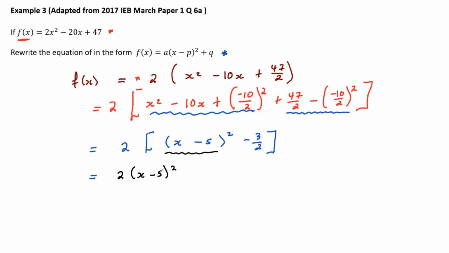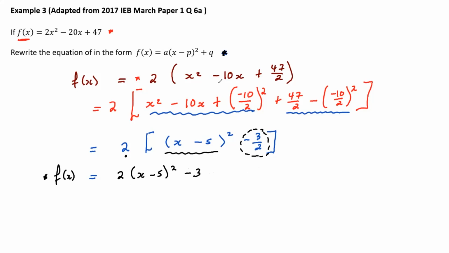This is a question I was answering when one of you guys asked me. So 2 just multiplies on the outside, x minus 5 squared. Then 2 multiplies this guy, negative 3 over 2. At the end of the day, I get negative 3. So this is my f of x, and they wanted it in this particular format: 2 times x minus 5 squared minus 3, just like that. So this will be the question, how you adapt it, how you play around with it.